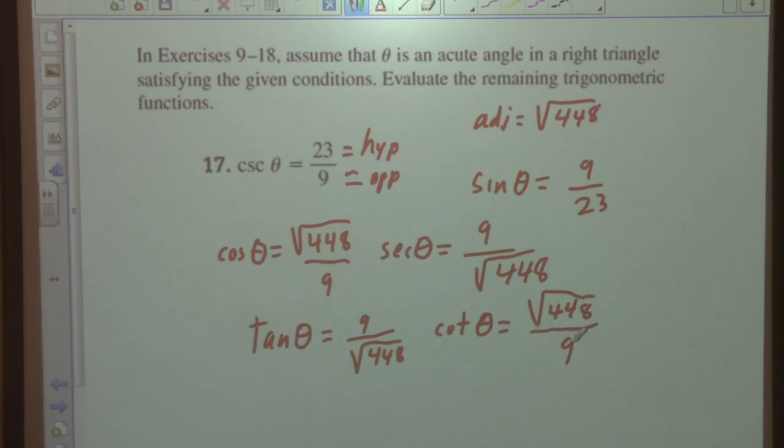Shouldn't that be 23? The cosine one would be 23, not 448. We did 9 on both of them, so that one's the 23. Is that right, Angel? Yeah. Okay, let's fix that. Good catch. It's easy to make mistakes on these. It's going to be over the hypotenuse. There's your hypotenuse, so 23. So now that's good, right?